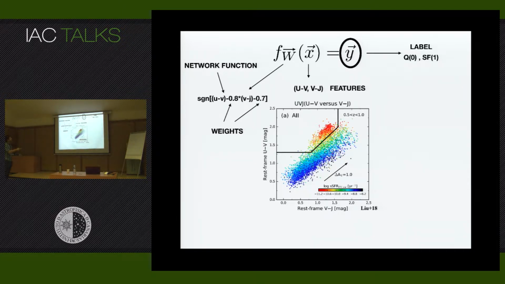So basically, now that I've trained this algorithm, I can get the same data, or data for other galaxies for which I don't know the specific star formation rate, but I only know the colors, and I will be able to use my network function, which is this line over here, to map the filter space into my label. So basically, give me the colors, and I can tell you if it's star forming or quiescent.